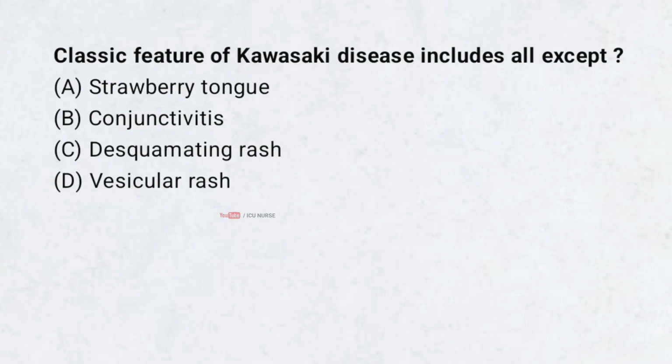Classic features of Kawasaki disease include all except A. Strawberry tongue, B. Conjunctivitis, C. Desquamating rash, D. Vesicular rash. Correct answer D. Vesicular rash.